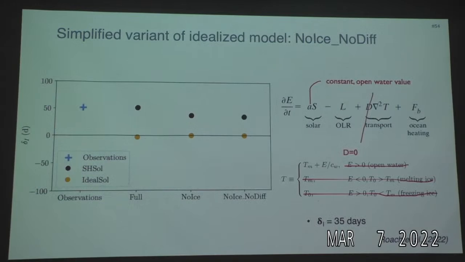So we took another step back in complexity and got rid of the heat transport term by setting D to zero. And we found that this had a really small impact in this simulation. We had a delta of 35 days, so very similar to our 37 days, suggesting that the heat transport didn't really have much of an impact on this problem.